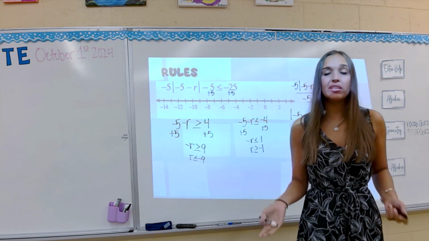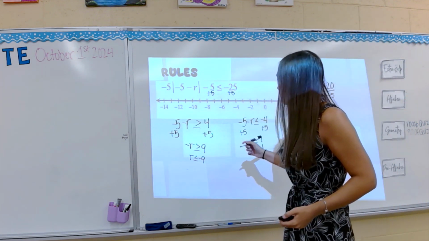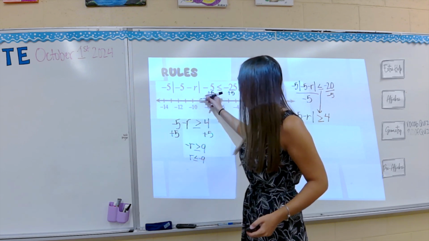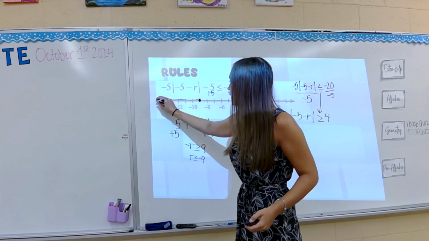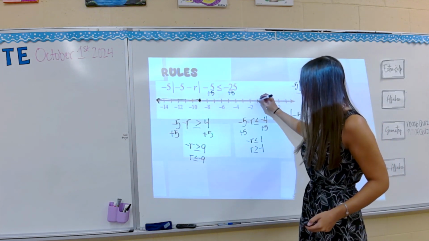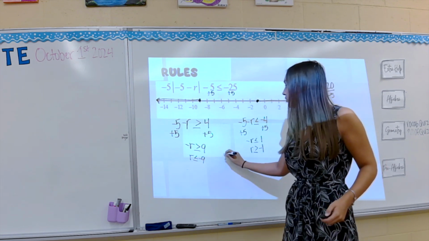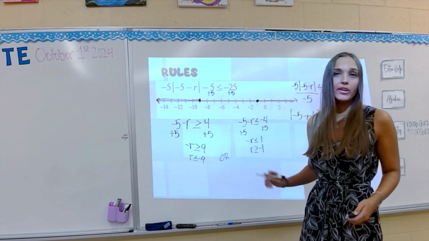So now let's graph that to see if this is an or an and statement. So I have r is less than or equal to -9. -9 is right here. It's a closed circle, and I'm going this way. Then I have r is greater than or equal to -1. Closed circle again. I'm going this way. So this is an or statement, so I put or in between. I would circle this as my final answer.